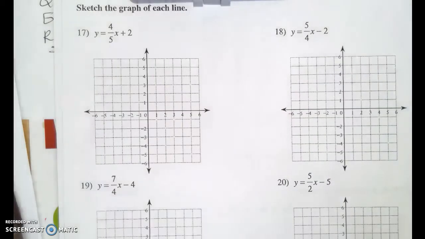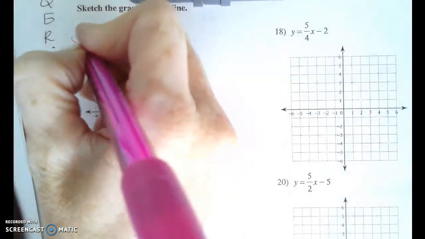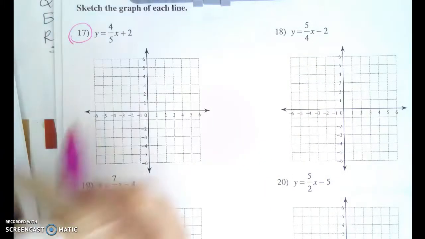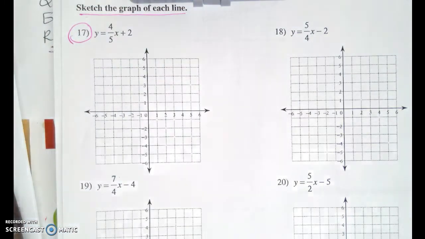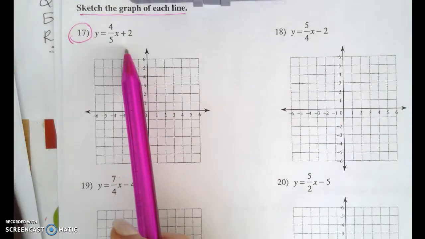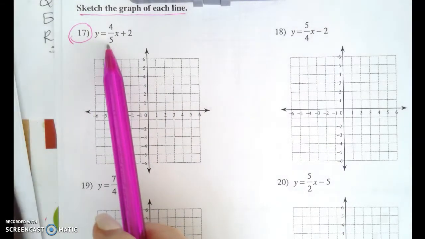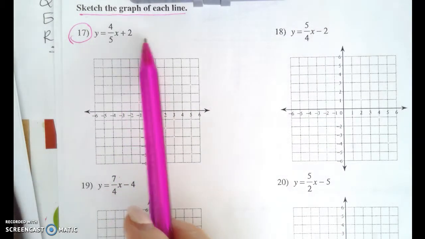Okay, our next topic for today is going to be in the linear equations functions pack we've been working in. So you're going to the second page and you're looking for number 17. Here we're starting to work on sketching lines. Okay, and I'm switching pens because I really didn't love that other one. All right, so the first example we're going to look at, number 17, is y equals 4/5 x plus 2.